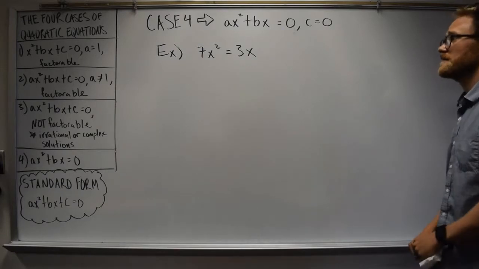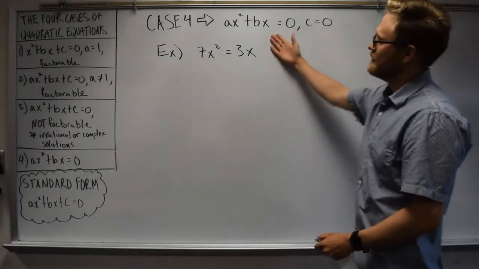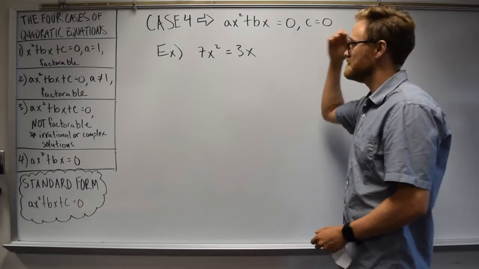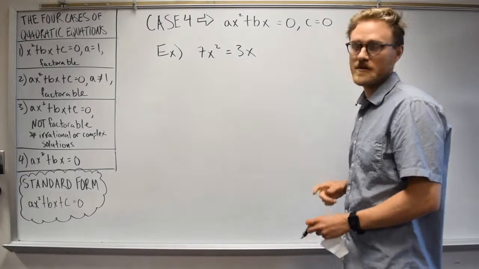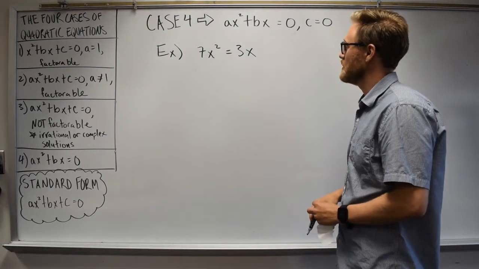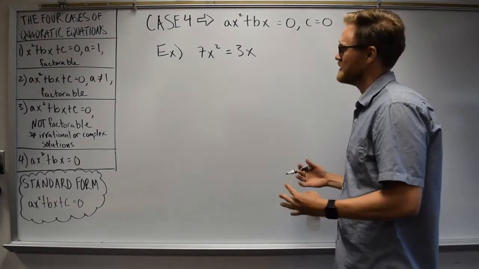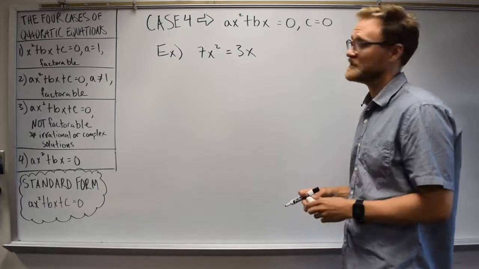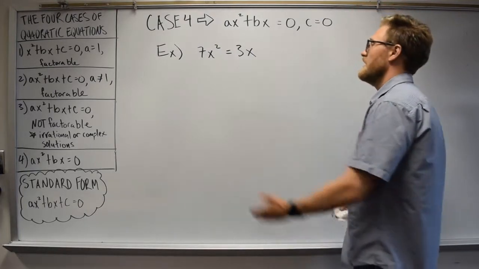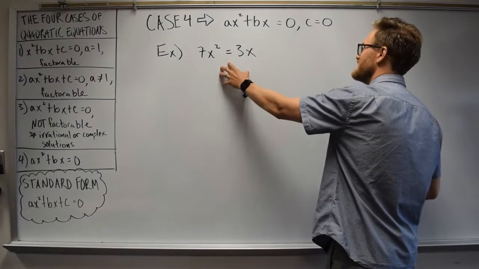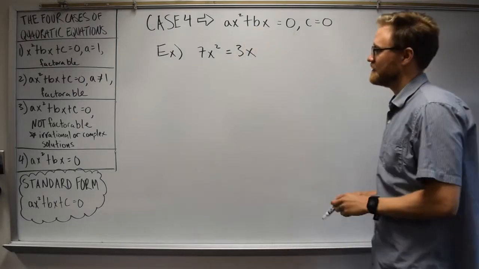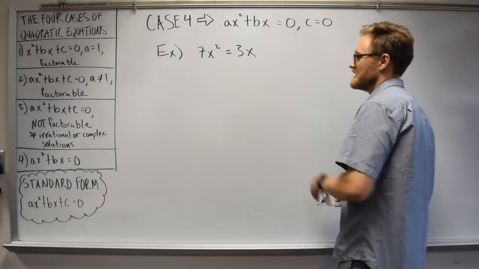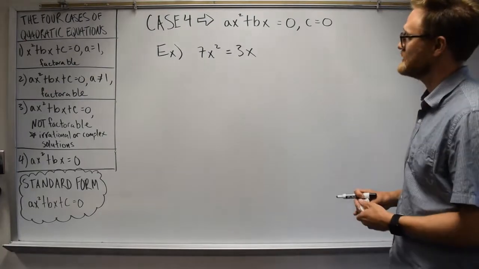In case 4, we have something in standard form that is missing a constant, or missing a c value. So we're going to go through how to solve this. It's pretty simple. It's probably one of the easier ones, but I'm highlighting it for one specific reason. If I look at my example, it doesn't look exactly like case 4, but I can move it around so that it does look like it.